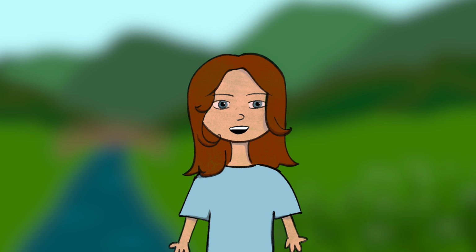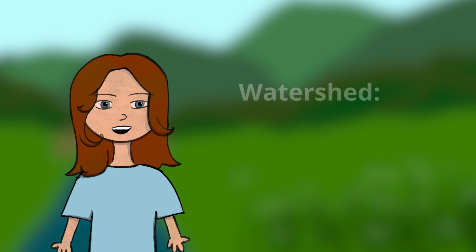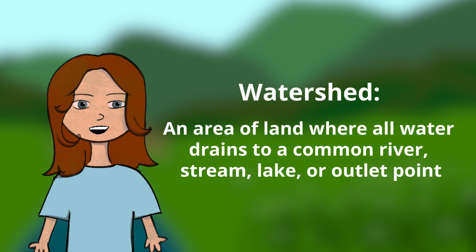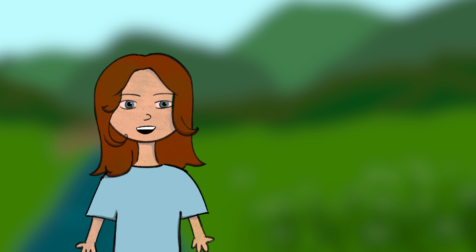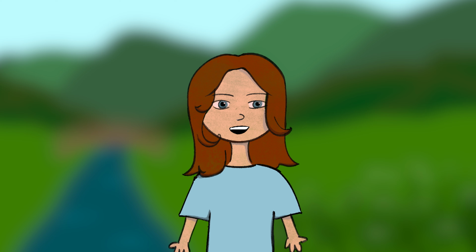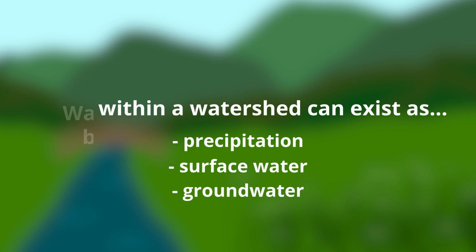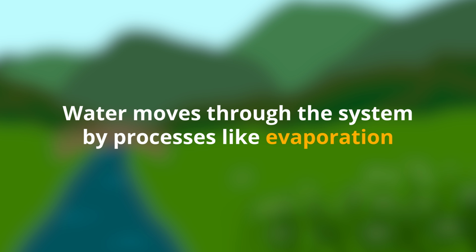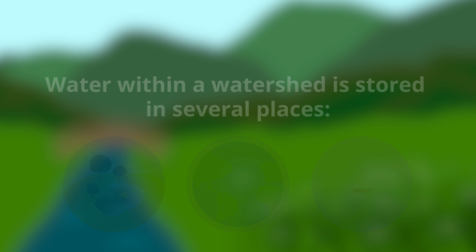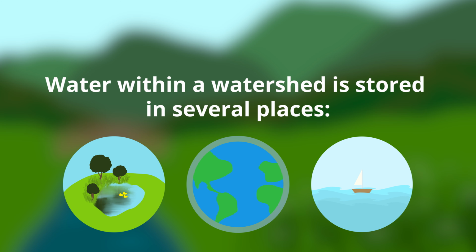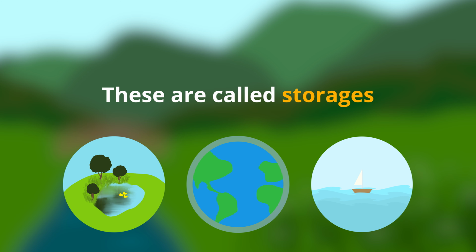Hydrology is a huge factor when it comes to discussing watersheds. A watershed is an area of land where all water drains to a common river, stream, lake, or outlet point. For instance, if we have a bunch of different sources of runoff all leading to the same river, which leads to the same ocean, all of that land is included in the watershed. Water within a watershed can exist as precipitation, surface water, or groundwater, and it can move through the system by processes like evaporation. Water within a watershed can be stored in several places. These are called storages.